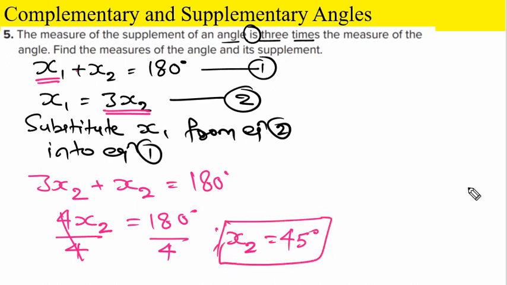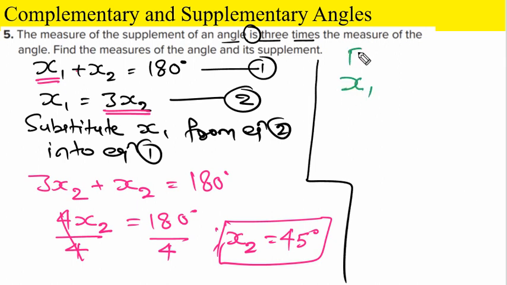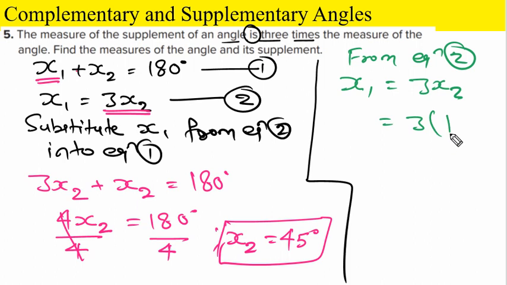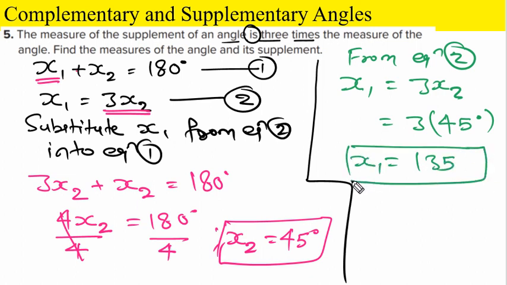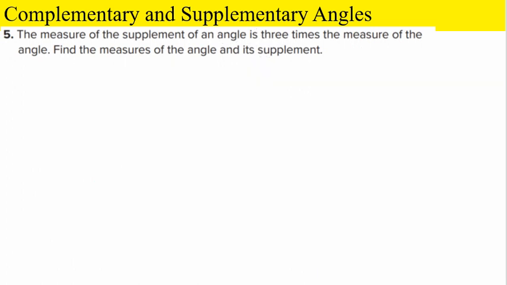So one angle is 45. Now the other angle is 3 times this. So x1 from equation 2, x1 equals 3 times x2, and that is 3 times 45 degrees, which will give you 135 degrees. That's it for this question. Let's move on to the next one.